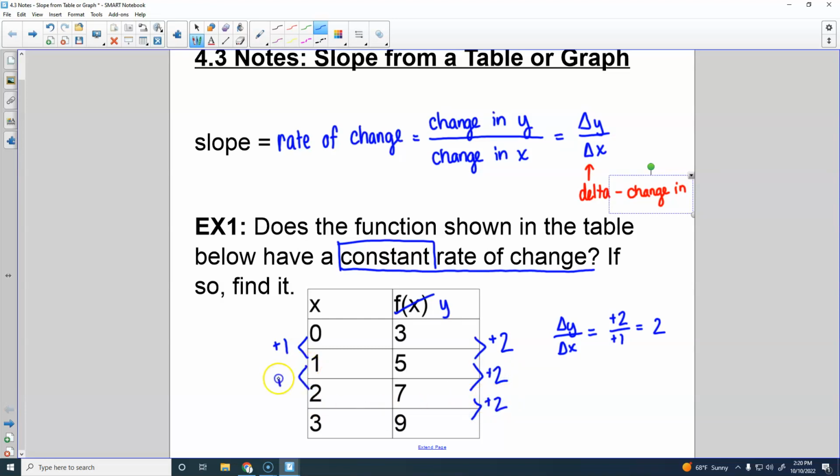Over here, we're just going up by 1 each time as well. So for each one of these, you're going to be doing 2 divided by 1. Make sure you're doing change in y, which is over here with the y column, divided by change in x. Don't switch those because you'll have it wrong. So the rate of change is the same for every increment here. That rate of change in this case would be 2.